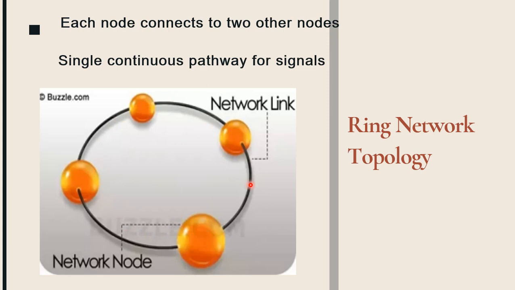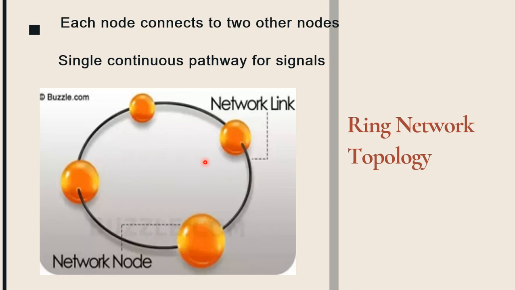A central server is not required for the management of this type of topology. In our earlier examples, we studied the central server, particularly in star topology. We studied that the central hub plays an important role. But in this type of ring network topology, it doesn't require a central server for the management. In comparison to bus, a ring is better at handling the load of the network.